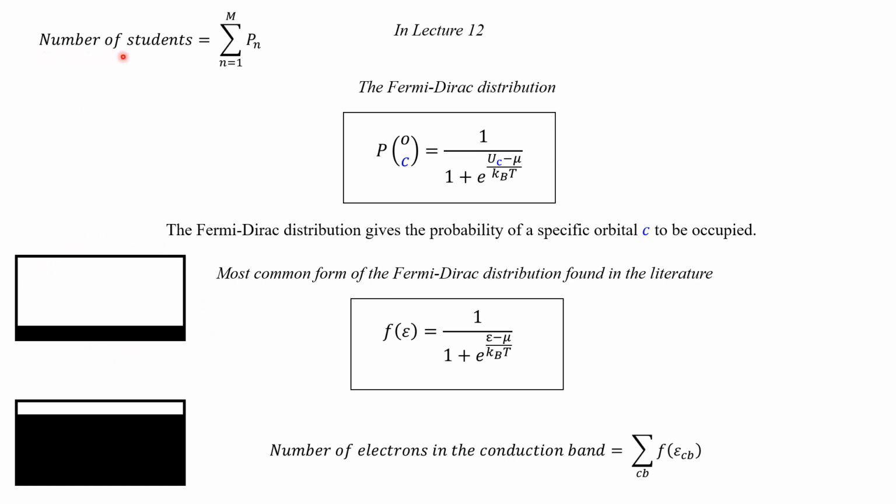But instead of the number of students, we are going to calculate the number of electrons in the conduction band. So we're going to sum the probability of occupation of each orbital. So CB here stands for conduction band. So this sum must be performed over the orbitals of the conduction band. And F of the energy here is the Fermi-Dirac distribution. In other words, it is the probability of occupation of each orbital.